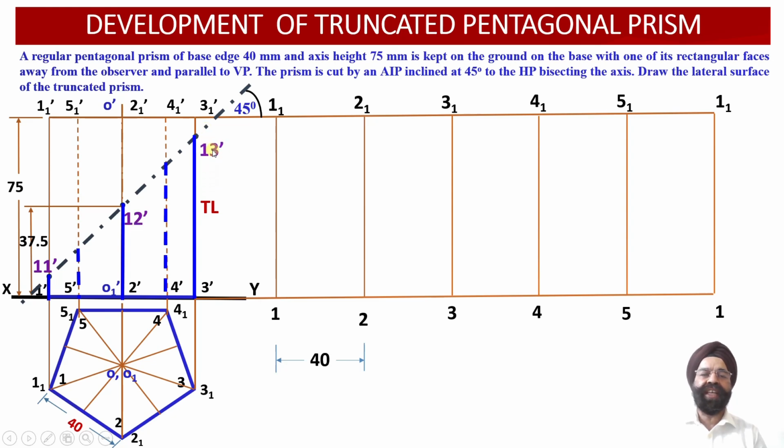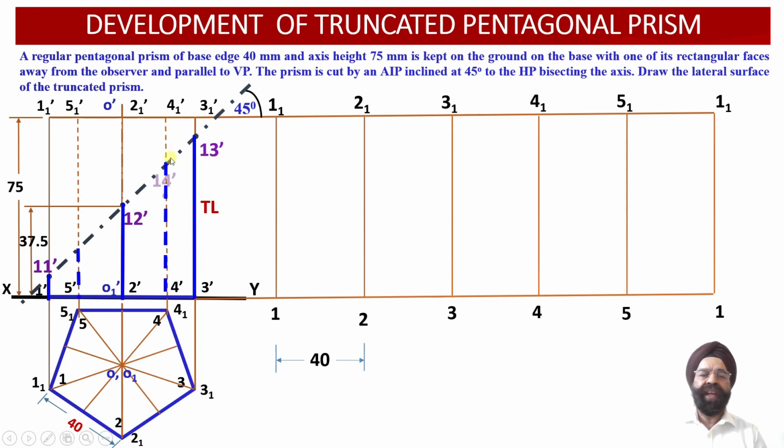Next point of intersection happens to be point 13 dash. As this AIP intersects with the vertical edge 3 1 dash and 3 dash, the point of intersection obtained on this vertical edge 3 1 dash 3 dash will be marked as point 13 dash over here.